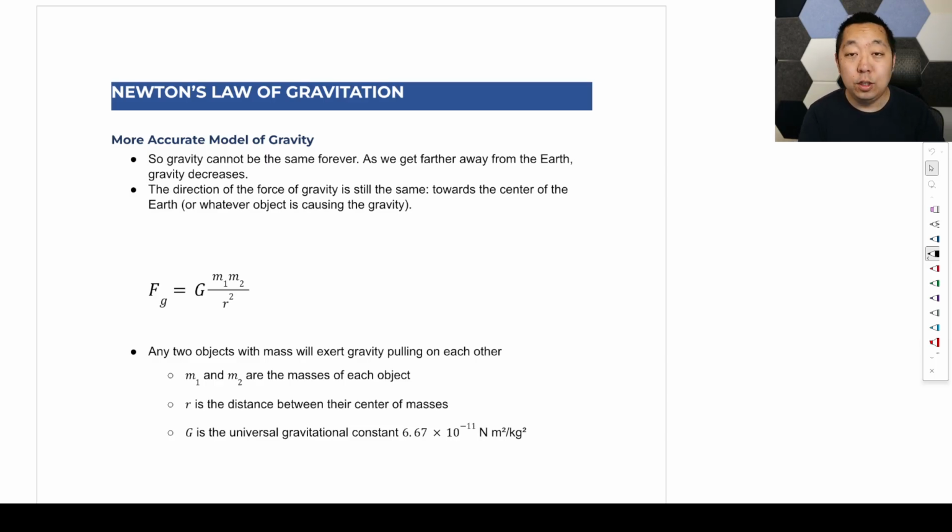All right, so now we're going to look at Newton's law of gravity, and this is a more accurate model of gravity. So mg is pretty accurate, but only near the surface of the Earth, and actually in this model we'll talk about why that is.